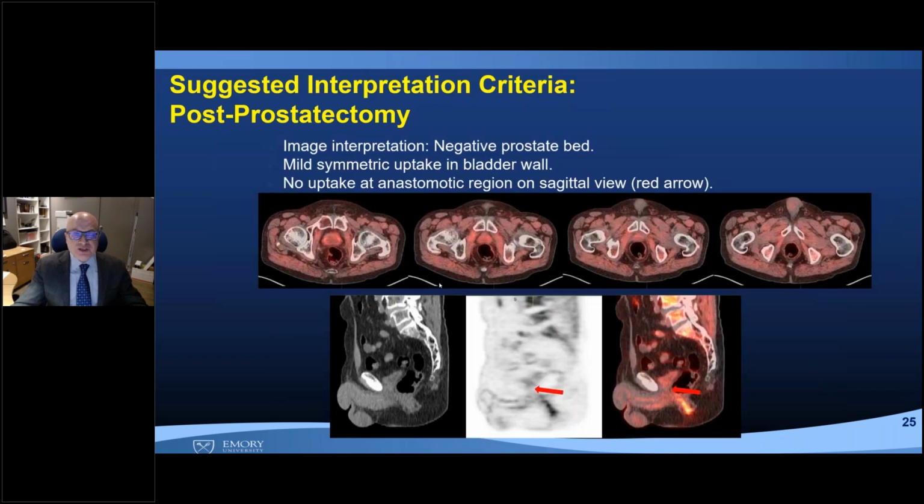Now, this is a patient with a negative prostate bed. First of all, it is normal to see a little mild symmetric activity in the bladder wall. As we come down, there's no activity in the lateral resection margins. And if we look at our sagittal images here, we have the periurethral activity, which could appear as single or dual. You could often see rectum, but there's no abnormal uptake at the vesicourethral anastomosis.